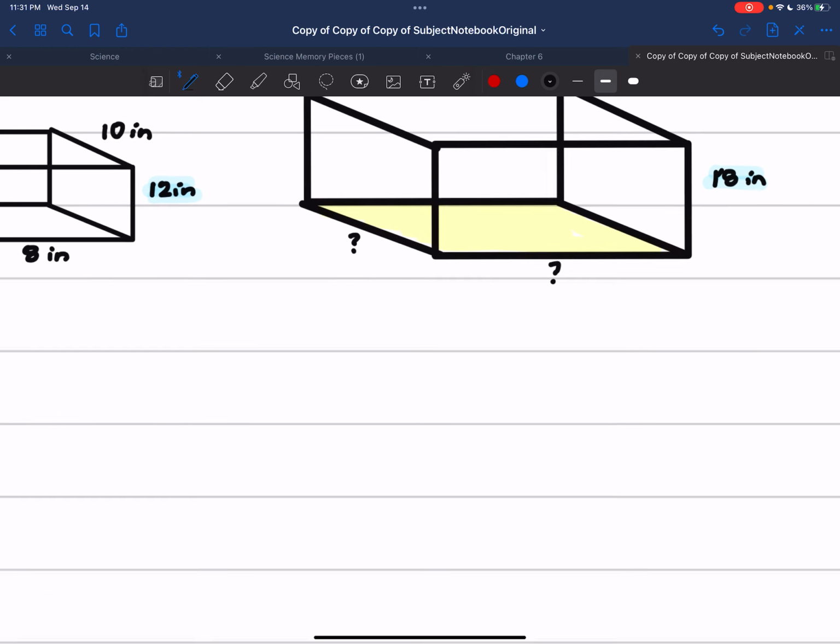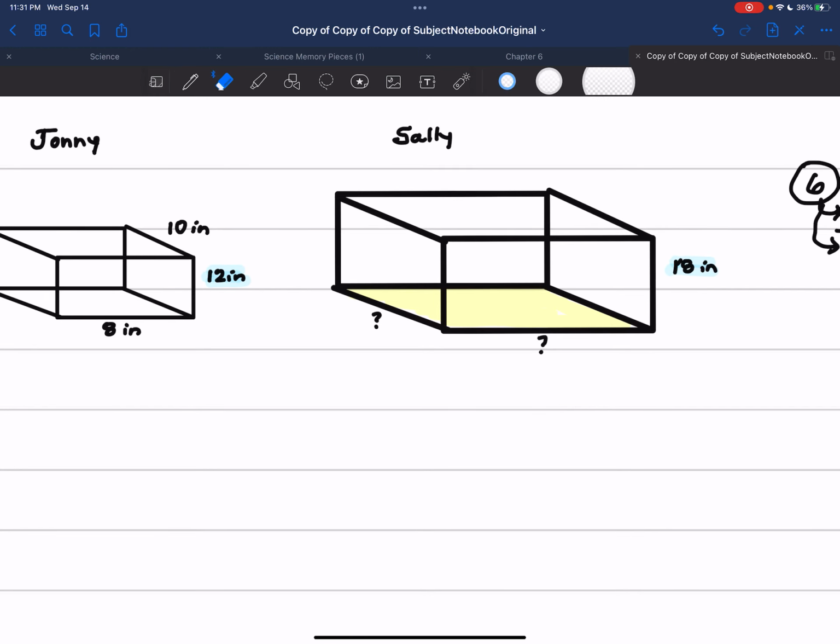So to get the length, I'm going to take Johnny's tank as a guide. Johnny's is 8. And I'm going to multiply that by 3/2 to enlarge it to Sally's tank. So 8 times 3/2 is 12. And then on this one, I'm going to use the 10 of Johnny's tank times the scale factor of 3/2. And that's going to be 15, I believe, but let me be sure. Yes. So 15 inches for this one.